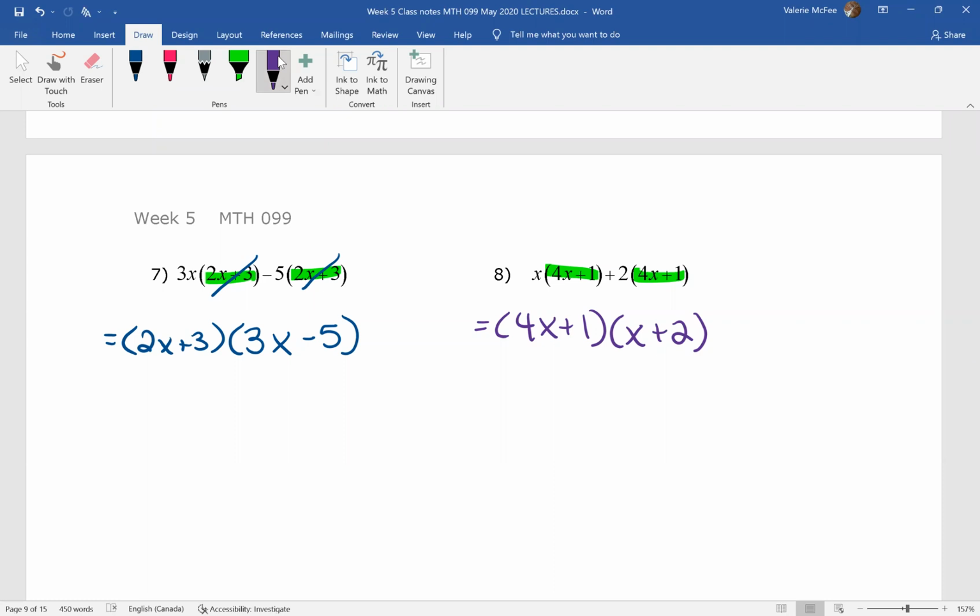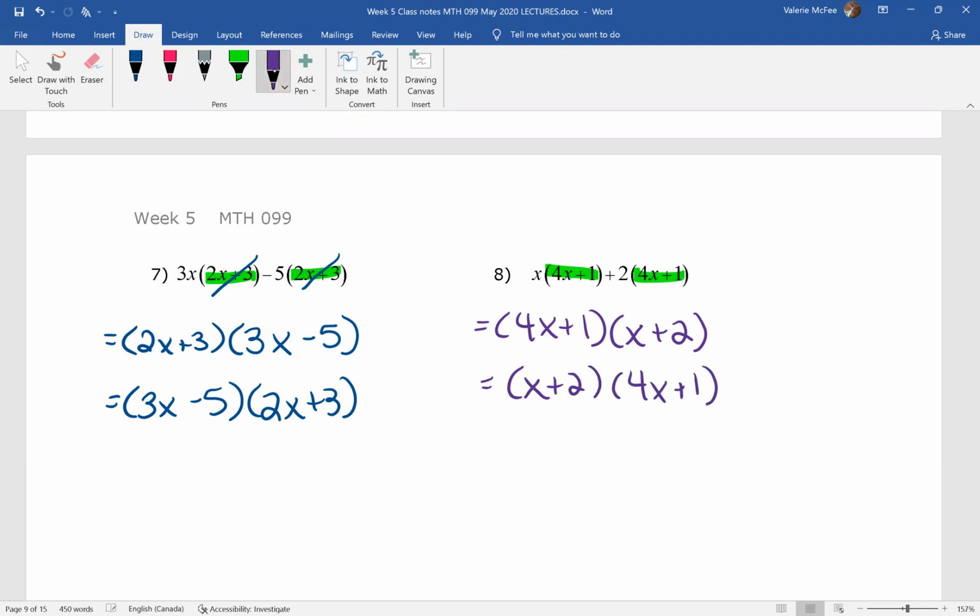Let me remind you that order does not matter here. We could write this as 3x minus 5 times 2x plus 3. We could write this one as x plus 2 times 4x plus 1. Both are correct.